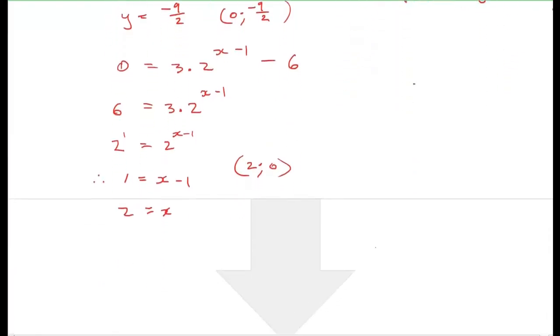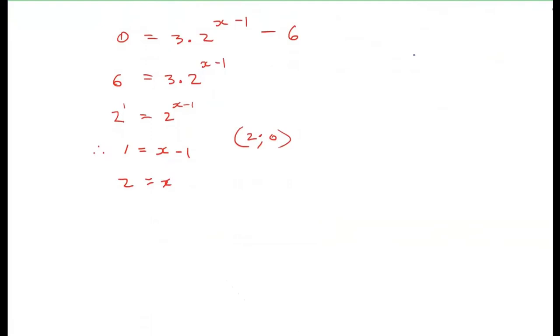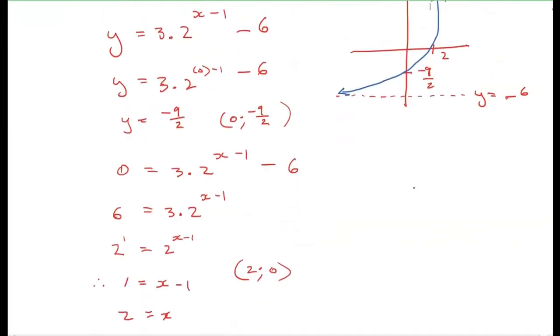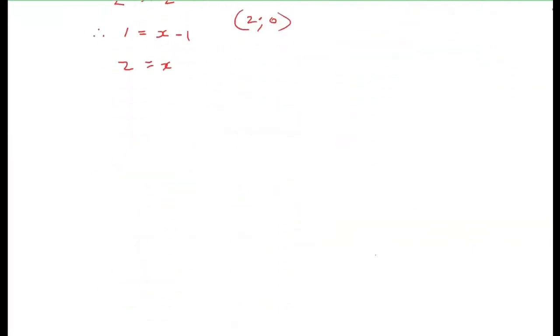Sorry, sir. Do we only have the vertical asymptote on the exponential graph? Well, I'm glad you asked. Let's go and find out. Right. Next formula, and this is the last graph, is y equals a over x minus p plus q.